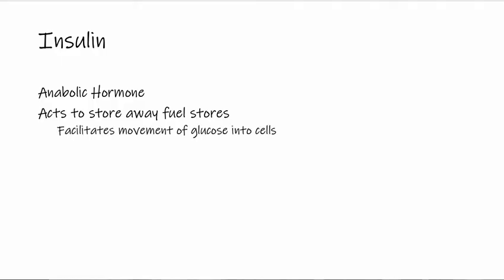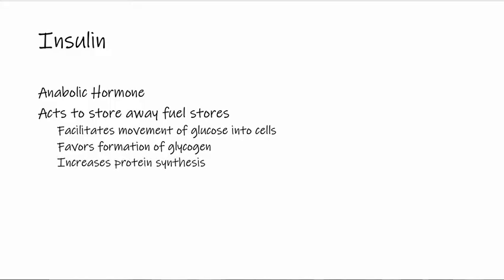Insulin, our first hormone, is referred to as an anabolic hormone. And what that means is that it acts to store away fuel stores. It builds things up. It does so by facilitating movement of glucose into cells. It favors the formation of glycogen. That would be glycogenesis. It increases protein synthesis, and it increases the synthesis of fatty acids and triglycerides.